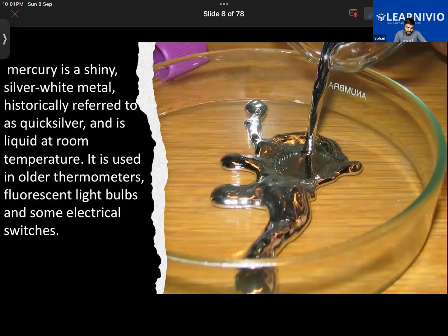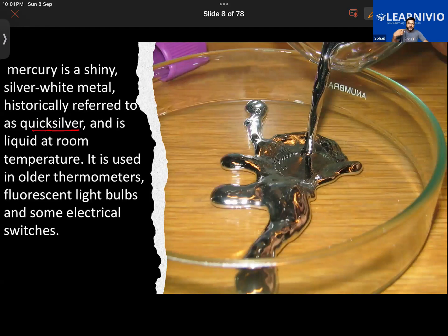Now, moments ago we were learning about mercury. So you can see the mercury here. It's a shiny silver-white metal. Earlier, in ancient times, in olden times, it was called quicksilver, and it exists in a liquid state at room temperature.